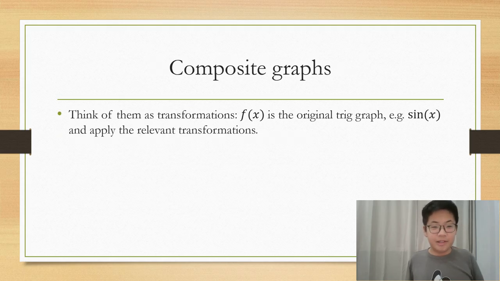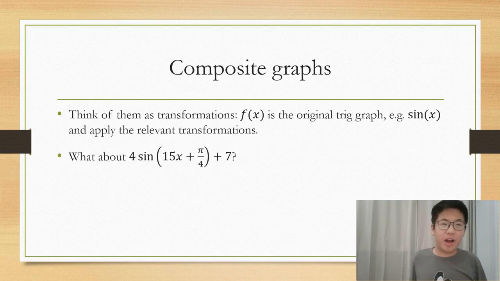Composite graphs. So sine x, cos x, tan x, what you see in common, they look like functions. If you replace f by sine, cos, tan, it will have the same look. So you could see sine x could be the f(x) and apply the relevant transformations. So let's try a very difficult but easy example. The reason why I say it's a bit easy is because you have covered this topic before in functions and transformations. Pause the video if you want to figure out the transformations of sine x on your own.